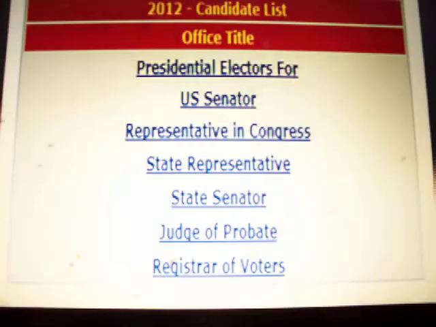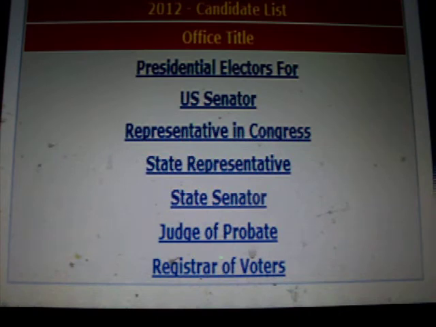The 2012 election in Connecticut, a voter's guide. This is essentially just a little short video I made up so you know what's on your ballot. This is actually a screen cap of sorts that I ripped from the Secretary of State's website, breaking down what will be on the ballot.